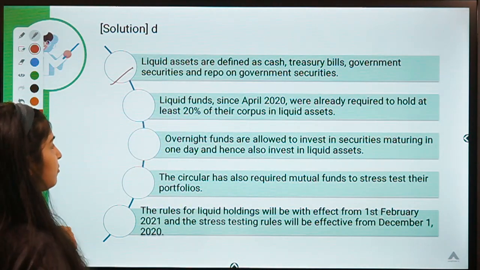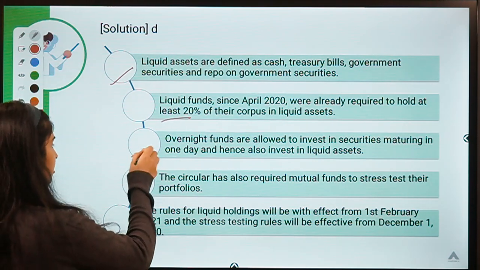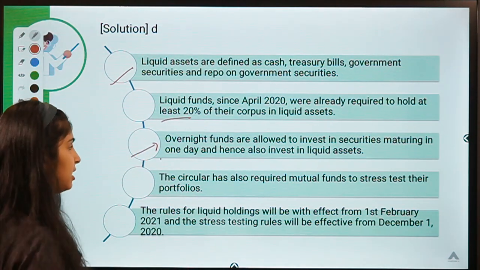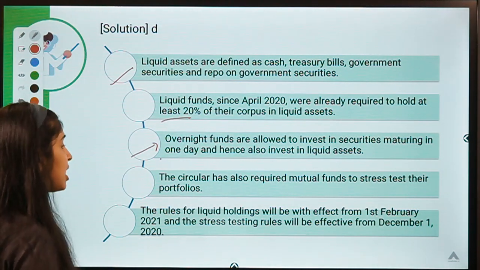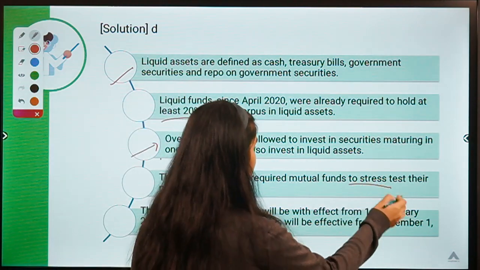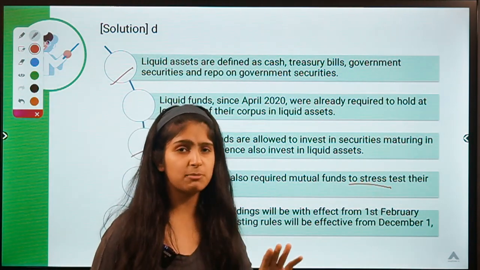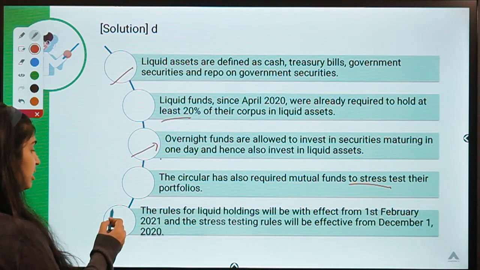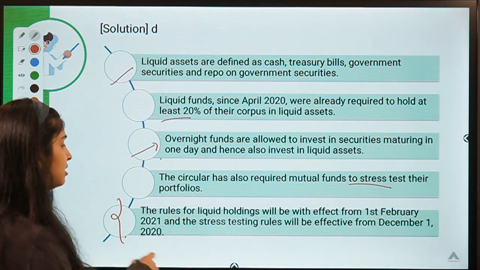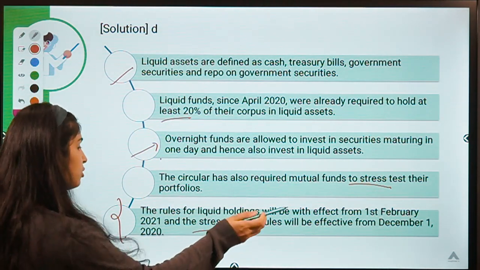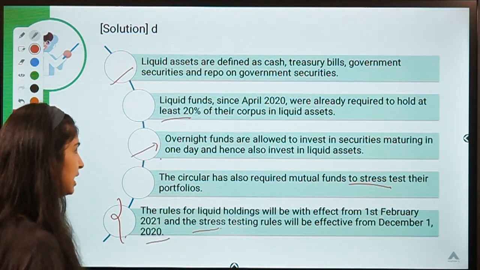As you can see here, liquid funds invest at least 20% of their corpus in liquid assets. Overnight funds, the securities mature really quickly, in one day. That is why they are also investing into liquid assets. And the circular has also asked mutual funds to stress test their portfolios. Stress test means to check their resilience, whether they can handle any strong redemption pressure or not, right? So these are the deadlines for adopting this liquidity holding rule and the stress testing rule: the stress testing is effective from December 1, 2020, and liquidity holding effective from 1st February 2021.